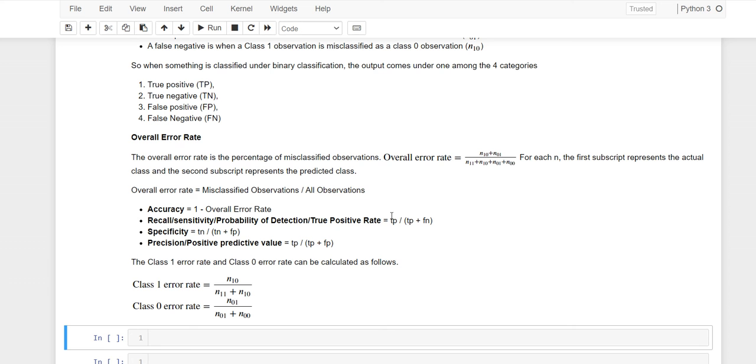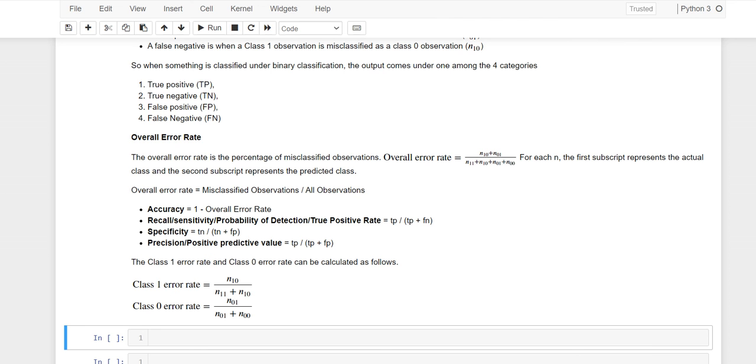Now you can see in the formulas you have a TP, and TP stands for true positives, FN, false negatives, and these are the formulas to determine the classification metrics. And of course, the last two formulas help determine the class error rates.